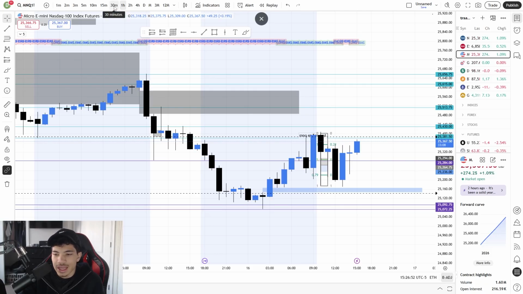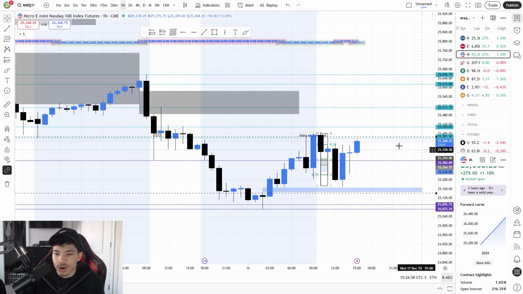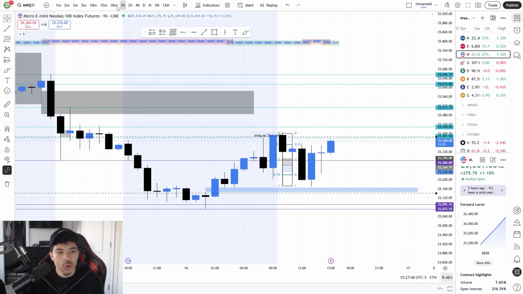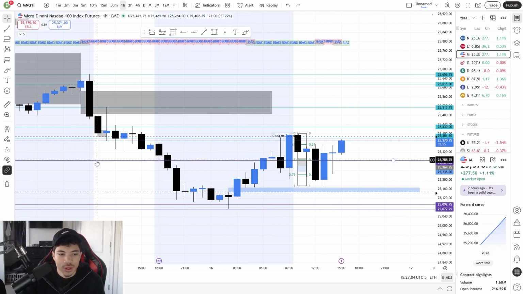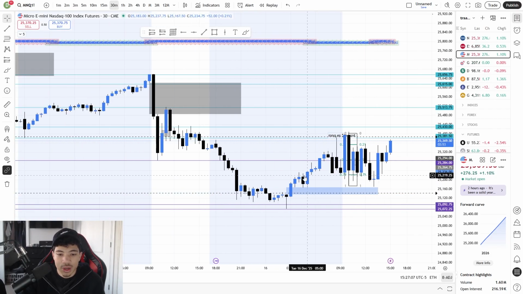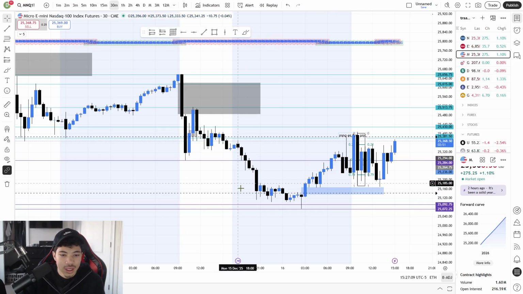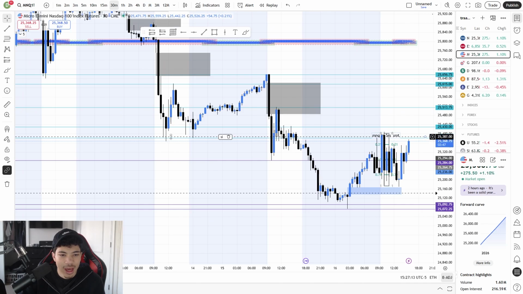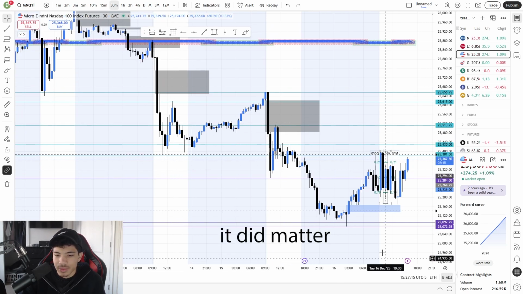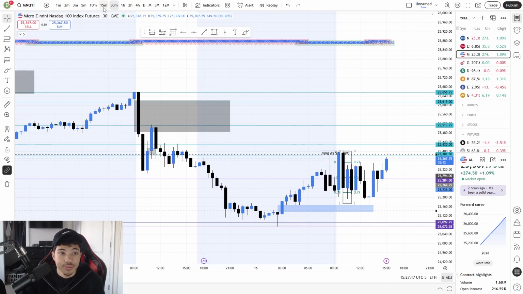Next things next. We're going to be hitting our classic move. We're going to be marking our draws on liquidity here. So you can see we got our 1 hour lows here. Here we go. We got some 30-minute lows too, I believe. Yep. We also got some highs in here just in case, which actually didn't matter. Yeah, so that's all good.